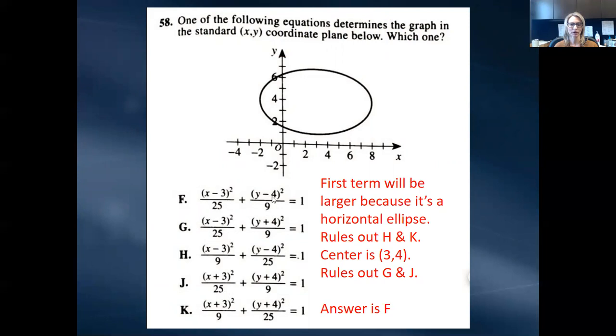They're in quadrant 1. So it's going to be this one. It's going to be F. And remember on the ellipse, it doesn't equal R squared. It's going to equal 1 always. And all these answers say 1. So that doesn't help you eliminate anything.